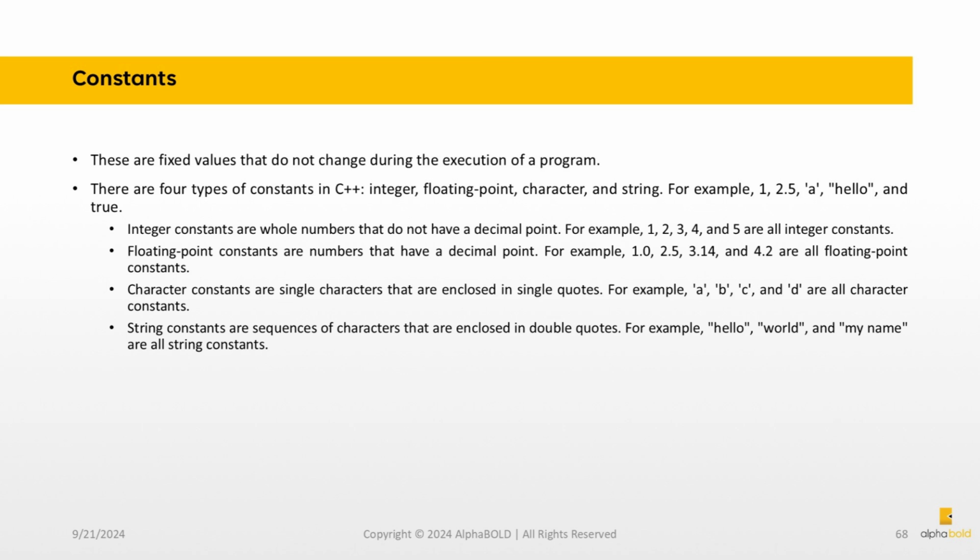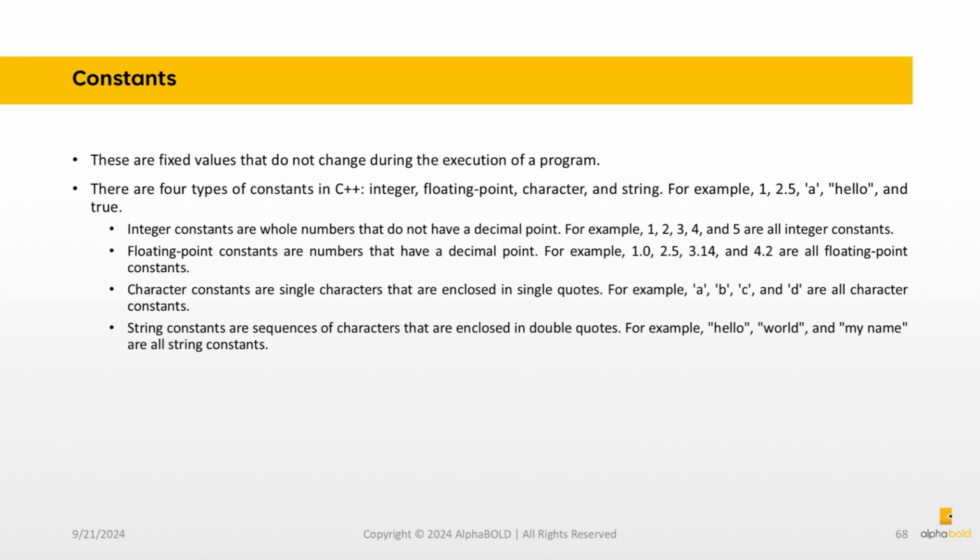There are 4 types of constants in C++: integer, floating point, character, and string. For example, 1, 2.5, 'a', and "hello". Integer constants are whole numbers that do not have a decimal point. For example, 1, 2, 3, 4, and 5 are all integer constants.